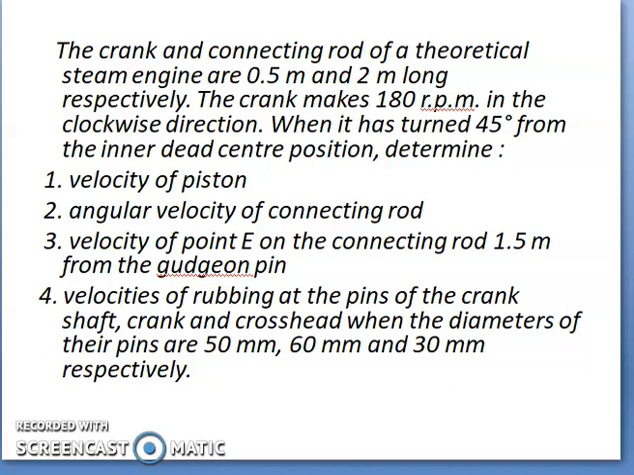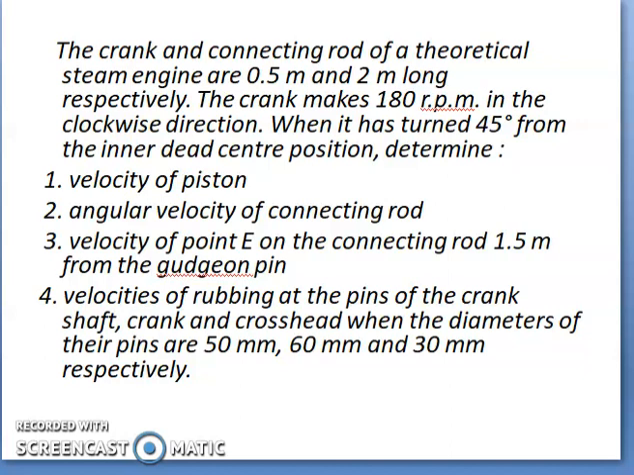So you have to find out what is the velocity of the piston, angular velocity of the connecting rod, velocity of a point E on the connecting rod, 1.5 meter from the gudgeon pin. So gudgeon pin is the pin which connects the piston with the connecting rod. It is also called the wrist pin or the small end. And next you have to find out the rubbing velocity at the pins of the crankshaft, crank and crosshead, when the diameter of their pins are 50 mm, 60 mm and 30 mm respectively.